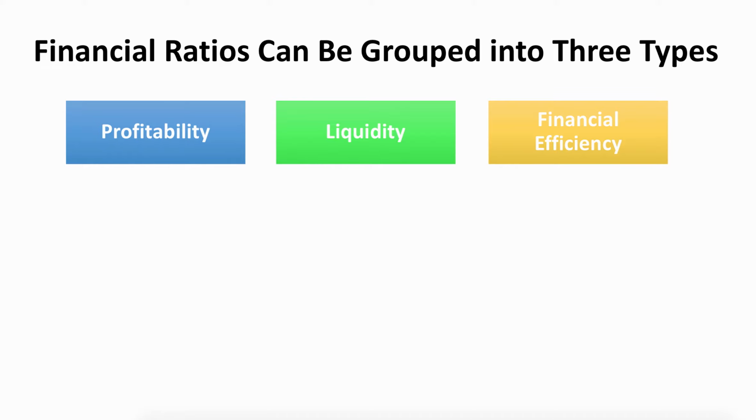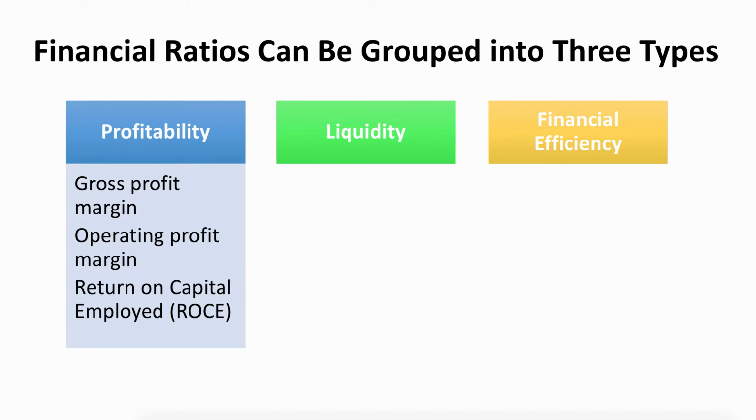Not every exam board has all of these ratios in it. The three main profitability ratios explore the relationship between sales or revenues and the profit earned. So the gross profit margin, the operating profit margin, and also perhaps the granddaddy of profitability ratios, the return on capital employed. We'll take a look at all of these later.